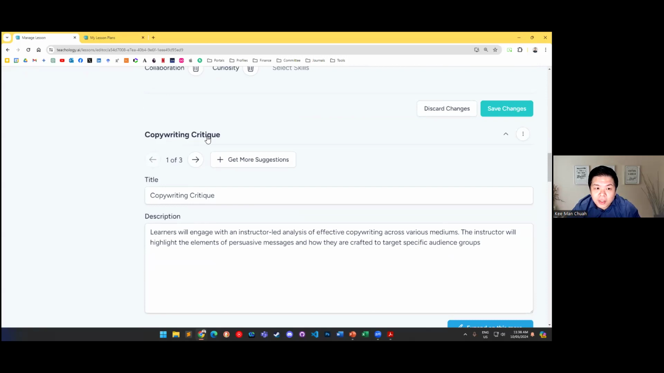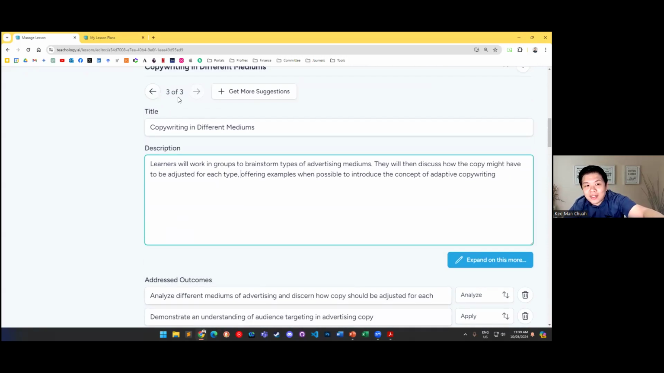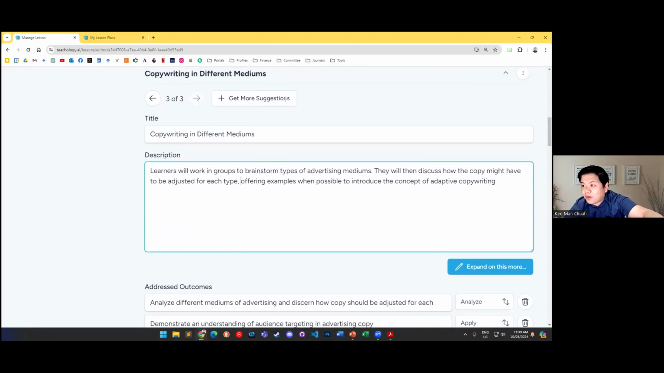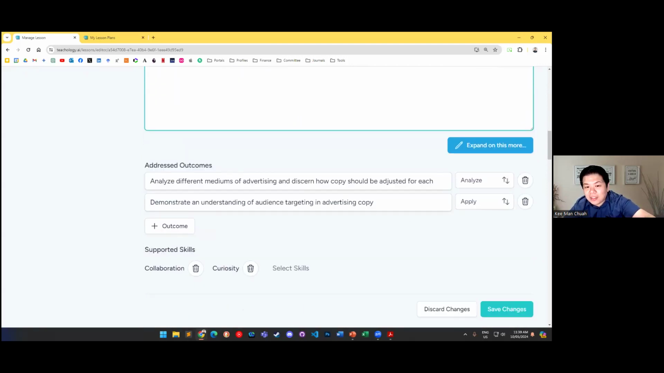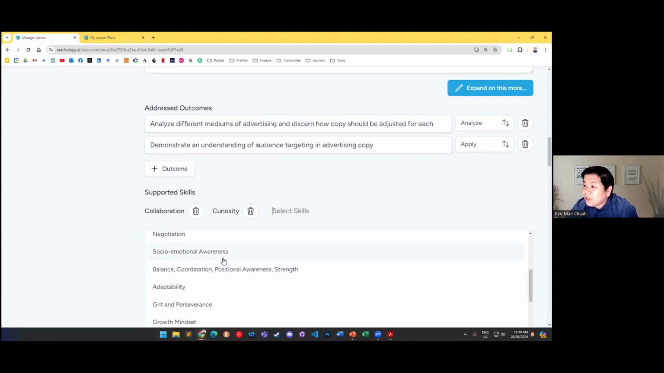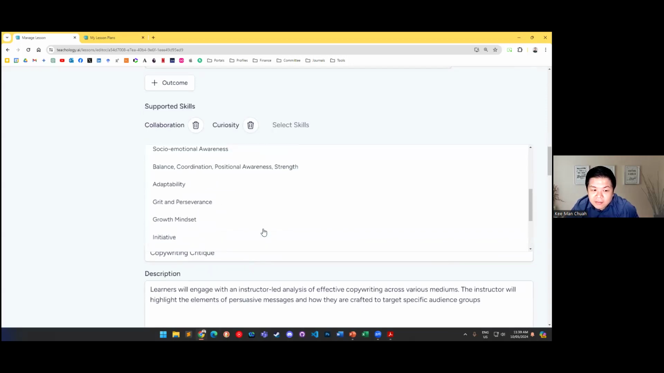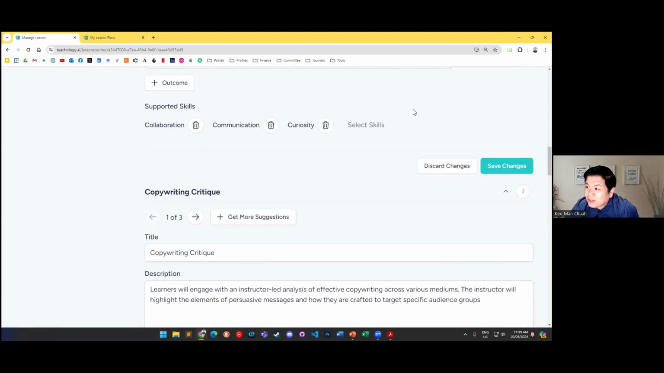So you can also do copywriting critique. You will be able to align. So this one is copywriting different medium, and you can see at the bottom here it aligns immediately to the LO. You can even match it with supporting skills like collaboration, curiosity, or critical thinking, communication skill that we have. Of course, some we don't have in Malaysia. Our MQA don't have curiosity and all that. So you can select other relevant ones, right? Like communication or digital skills and all that. So if you want to align to that, okay, save changes and all that.